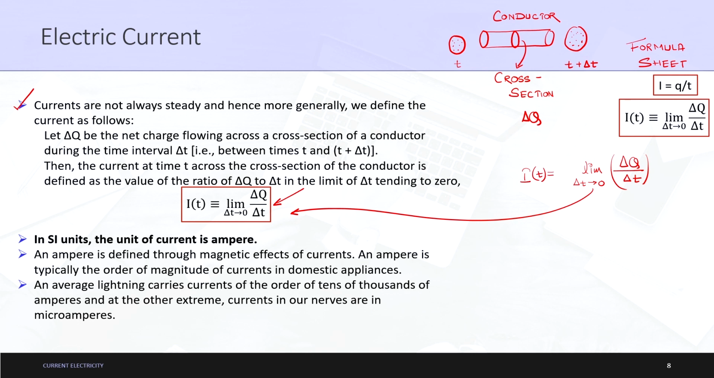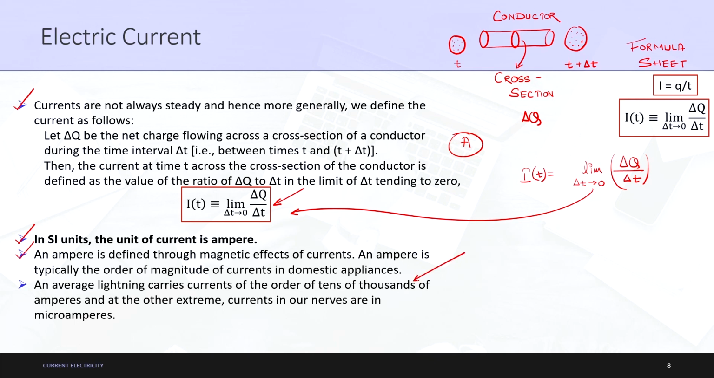The SI unit is ampere. This is something I already explained to you, and you may already know that current is measured in amperes. It is denoted by this sign A here. An ampere is defined through magnetic effects of current, and an ampere is typically of the order of magnitude of current in domestic appliances. An average lightning carries currents of the order of tens of thousands of amperes.